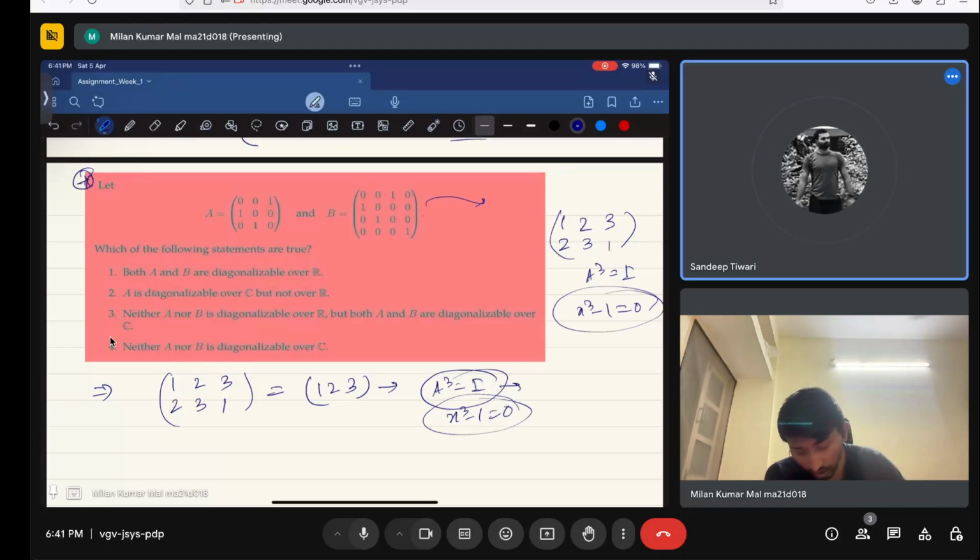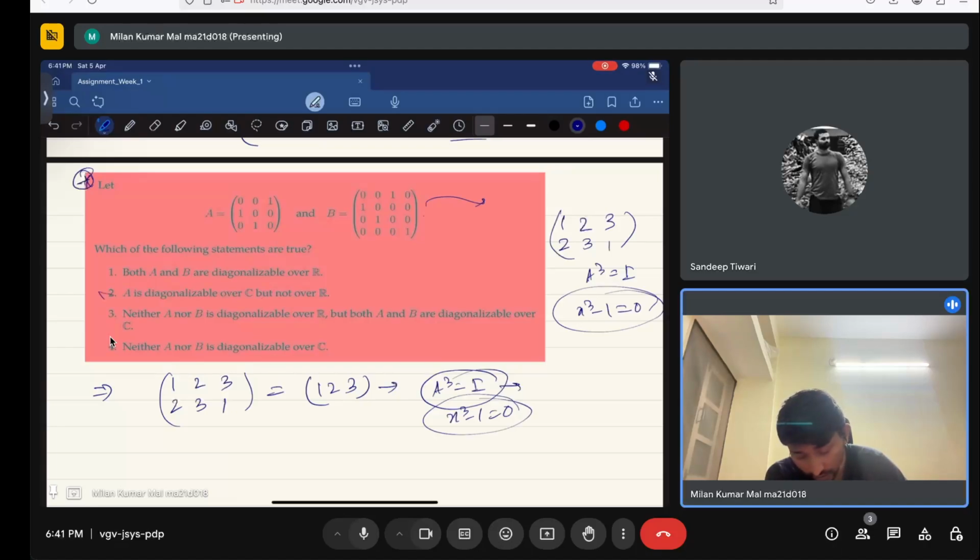Options 2 and 3: A is diagonalizable over C, but not... this is correct. Neither A nor B is diagonalizable over R, but both A and B are diagonalizable over C. That's true. Neither A nor B is obviously diagonalizable over R. This is not diagonalizable because x minus 1 times a degree 2 polynomial.